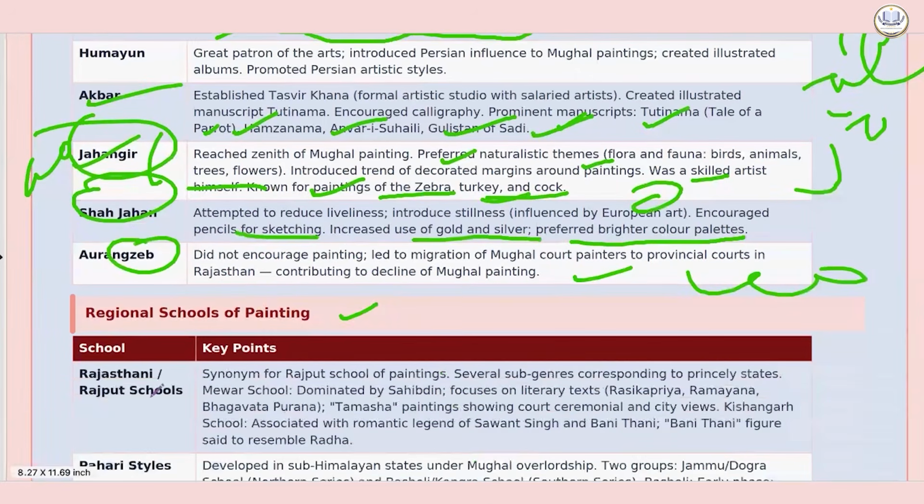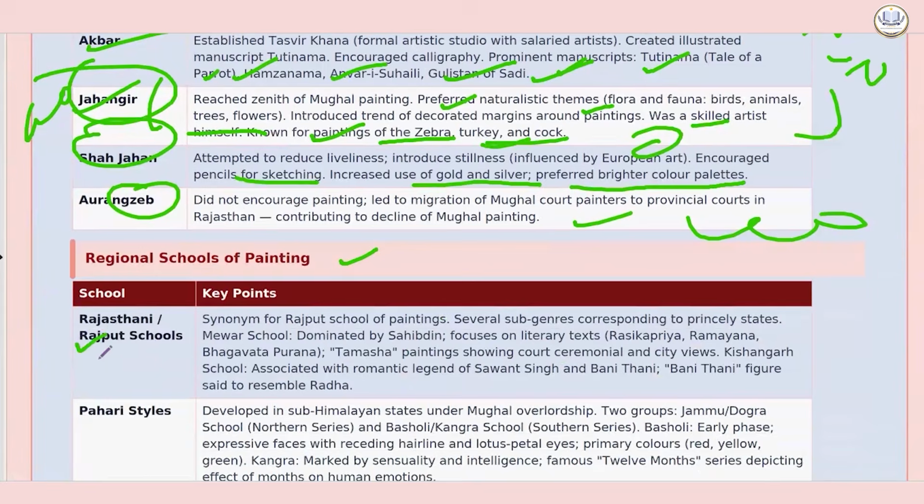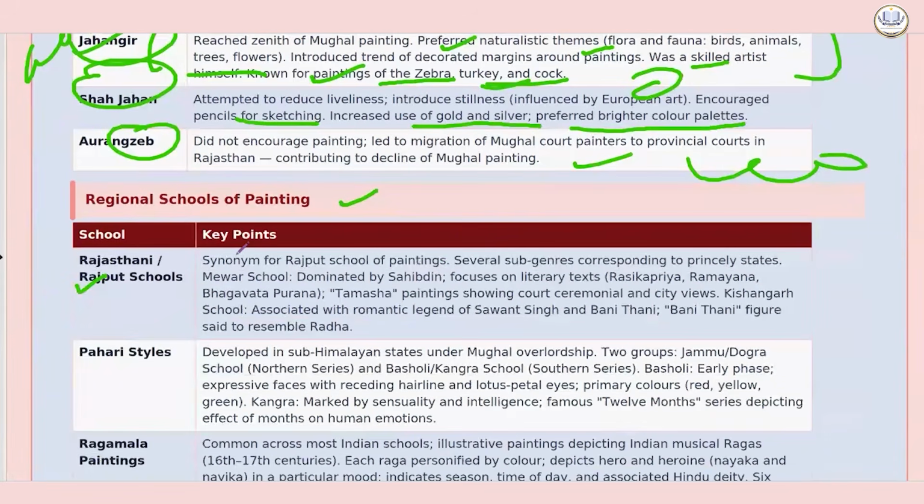Then comes the regional school of painting. One is the Rajasthan or Rajput schools. Several subgenres are there corresponding to basically states, like the Mewar school dominated by Sahibuddin, which focuses on literary texts like the Ramayana, Bhagavad Purana, etc.